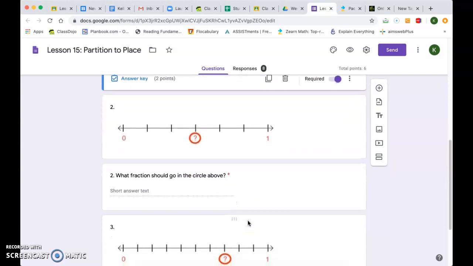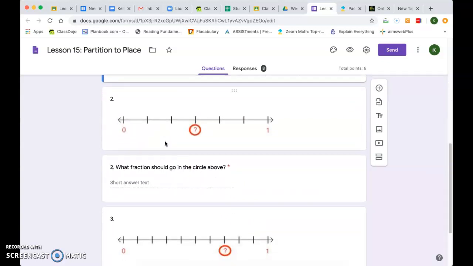All right, number 2, we have to figure out how many pieces there are. 1, 2, 3, 4, 5, 6. There are 6 pieces, so we're working with sixths. So this is 0 sixths, 1 sixth, 2 sixths, 3 sixths. Your answer should be 3 sixths.